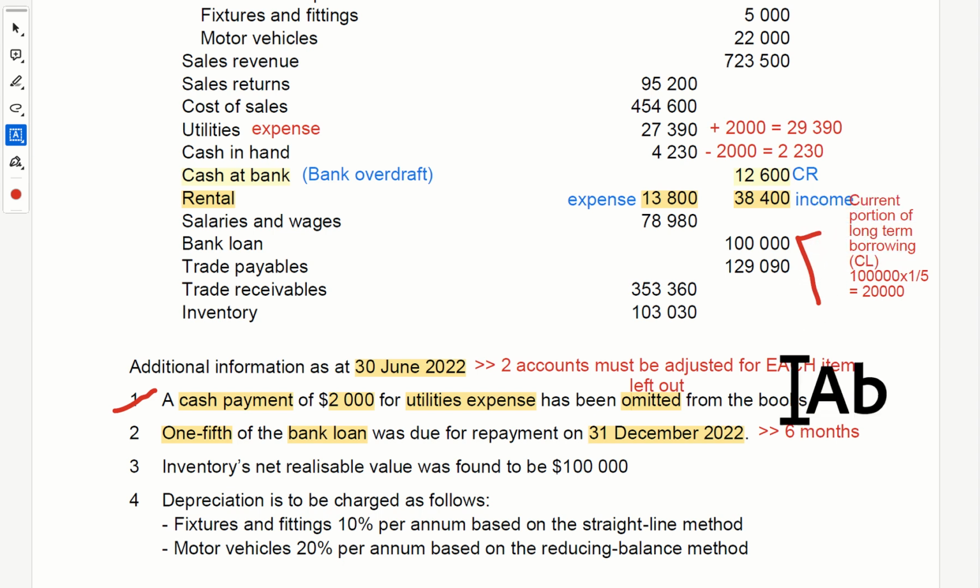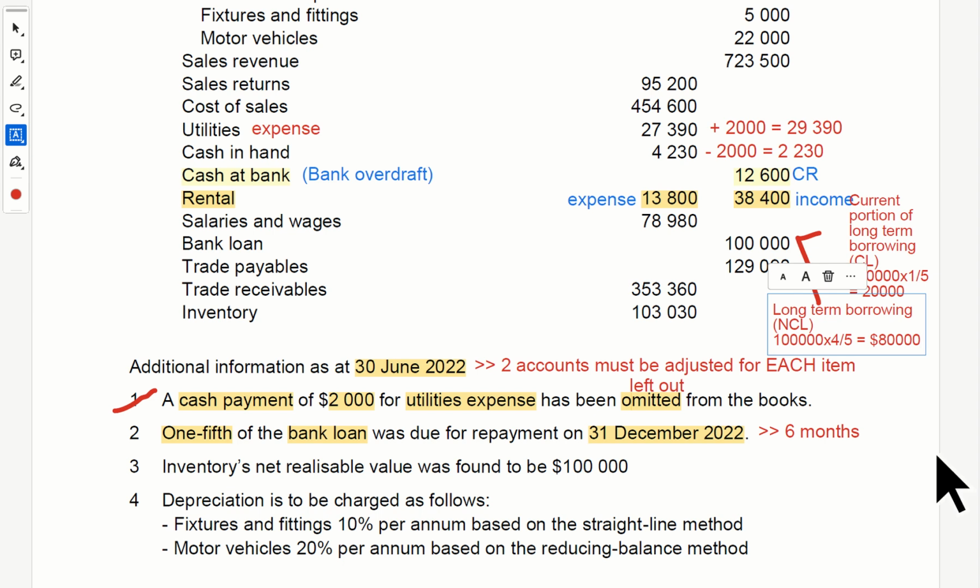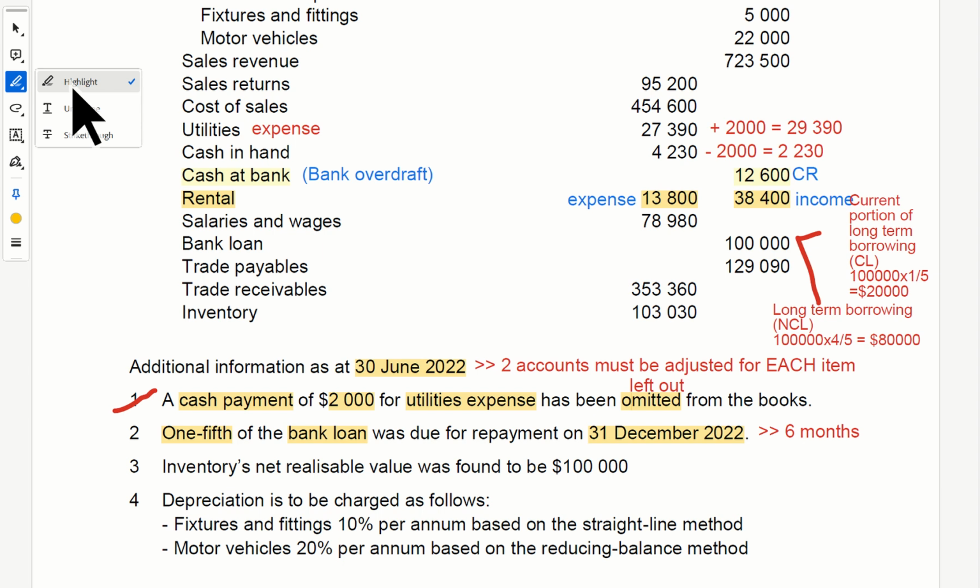$20,000 is a CL. What about the remaining 4/5? The remaining 4/5 is called long-term borrowing, and it is a NCL. And how do I calculate it? 100,000 times 4/5, which will give me 80,000. So I have to remember to split this account up. So I've done the second one.